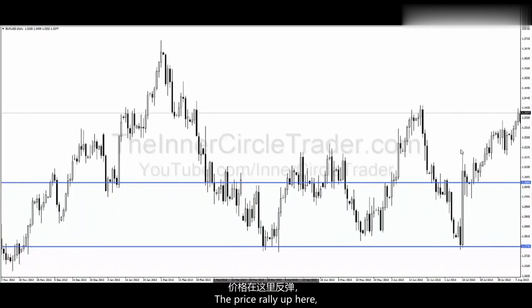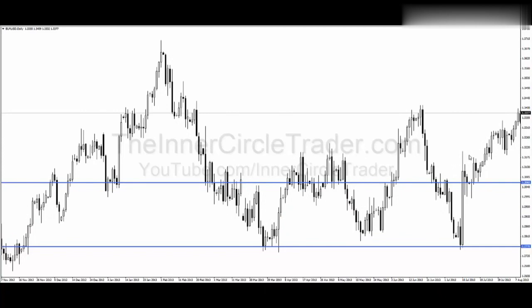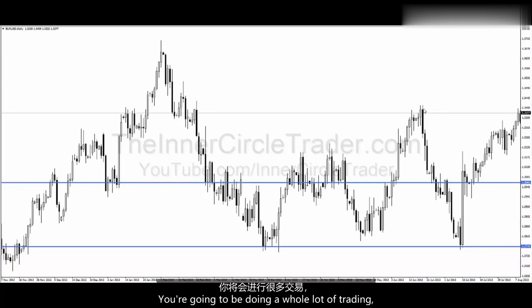The price rally up here, this level here becomes sensitive because this old low here, which is these old highs here. Okay, so again, we're looking and studying, not just, okay, well, I'm going to grab this high and this low. If you just look at these highs, in other words this low and this high, until price gets to these levels, that's a long time you're waiting for. You're not going to be doing a whole lot of trading. So what are you going to do? You're going to chase systems. You're going to chase something that is more active.